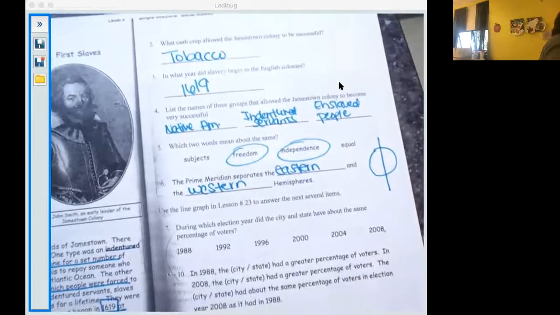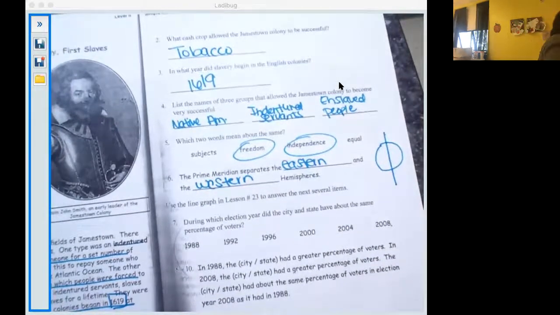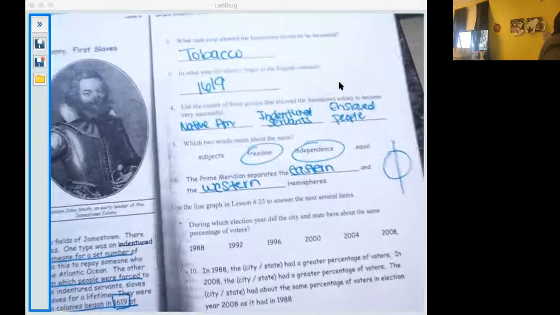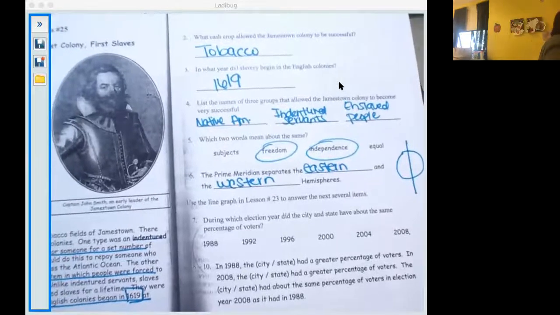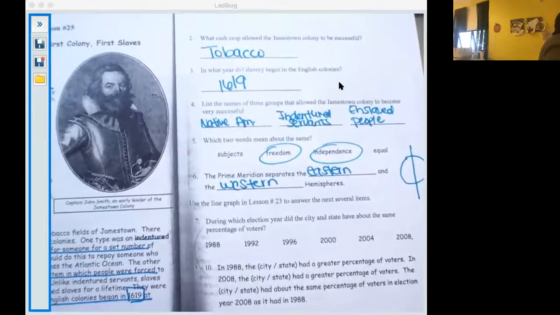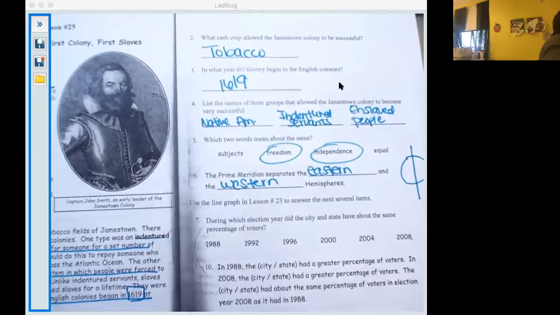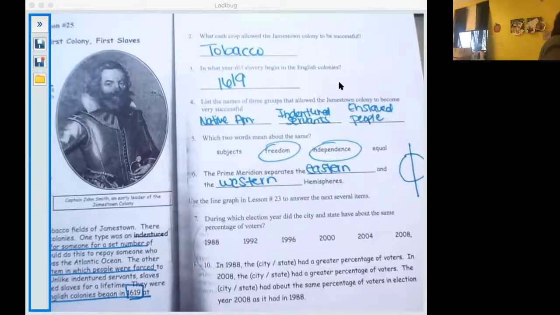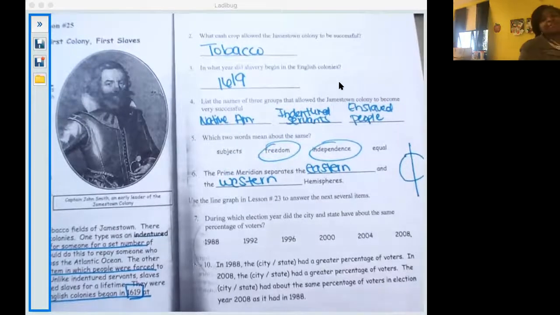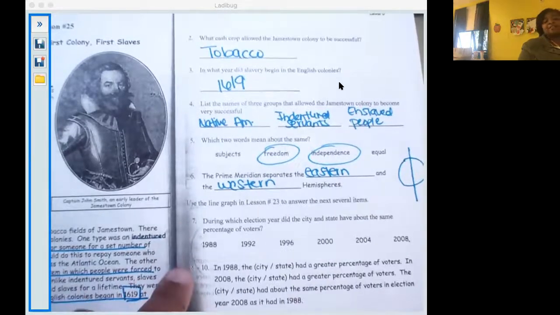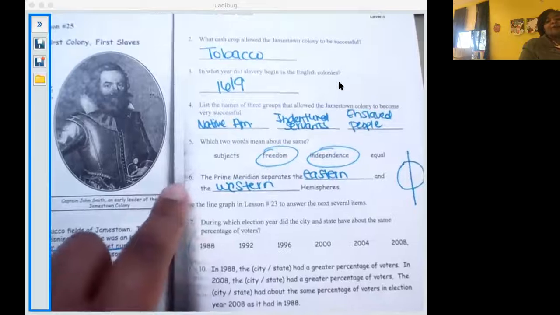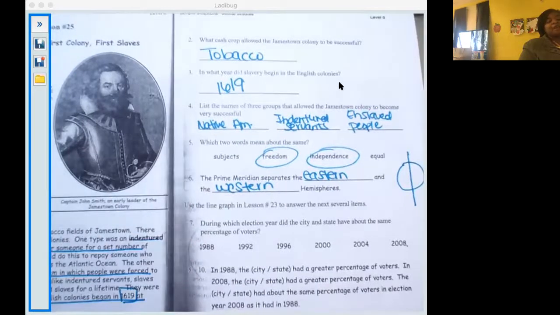All right, friends, and number 7, they want you to go back to lesson 23. If you are like me and no longer have lesson 23, that's okay. We can just end with number 6. If you do still have lesson 23 because you're a very responsible person, unlike Miss Ashby, you can certainly do these questions as a challenge. All right, but just so that we have numbers 1 through 6, we are good to go.